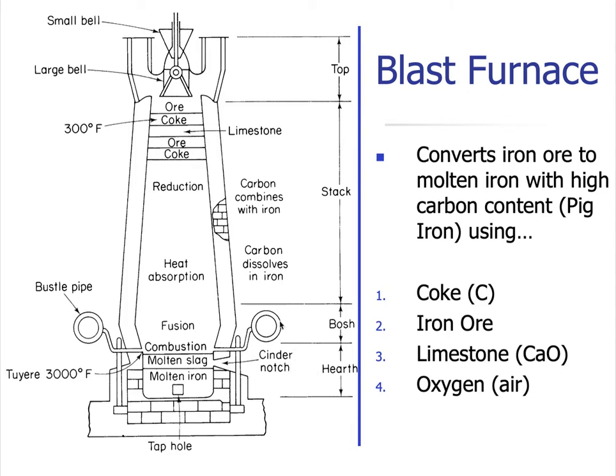There's a hearth section, a boss section, a stack section, and then there's the top of it. Okay, so you should probably understand the parts of this blast furnace. You might see them again. Coke, iron ore, limestone, and oxygen and air are entered in here.